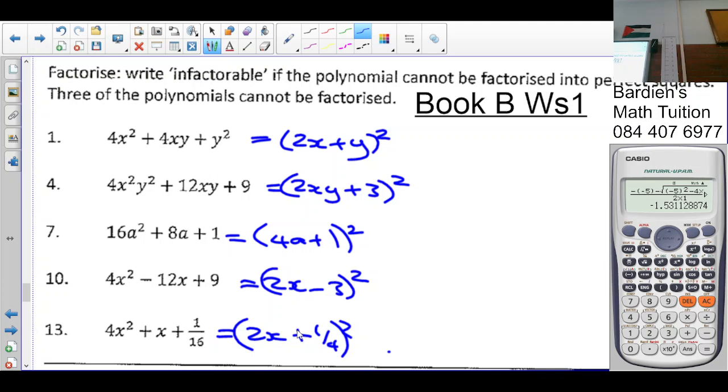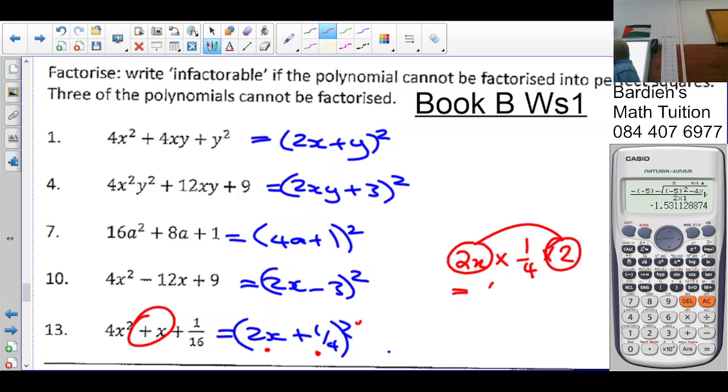Relax. Okay, anybody had a problem with any of these? The last one, you were just worried about this term. Okay, so basically we look at this here. It's going to be the first term times the second term times 2. So it's 2x times a quarter times 2. What is 2x times 2, over 1, times 1 over 4? Cancel.